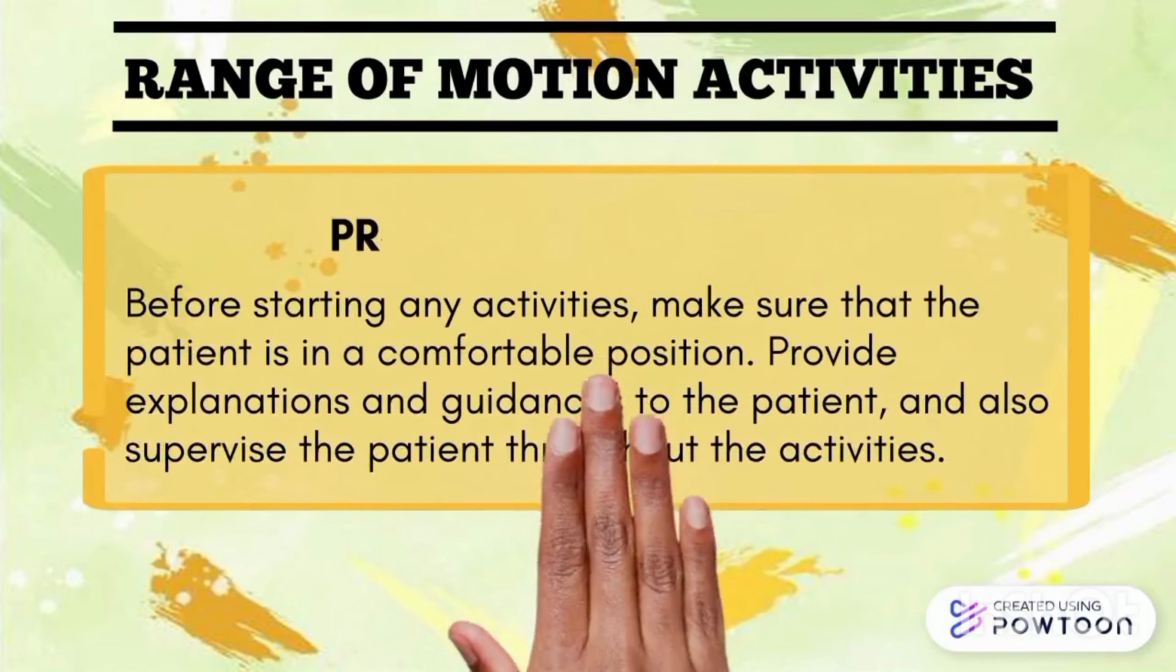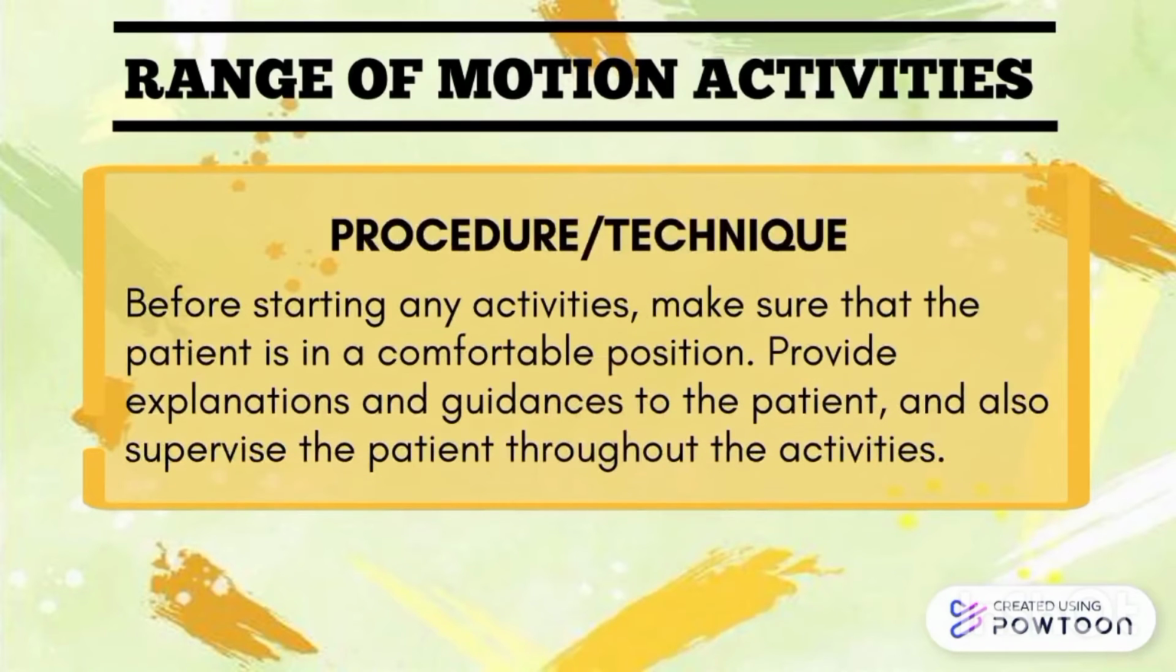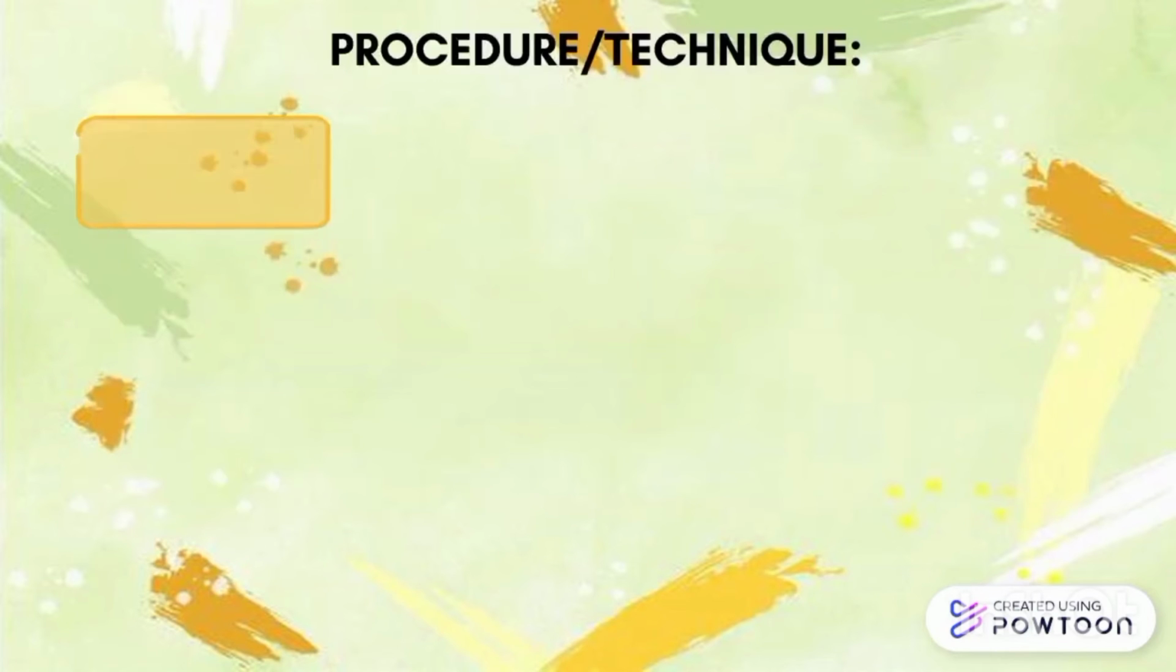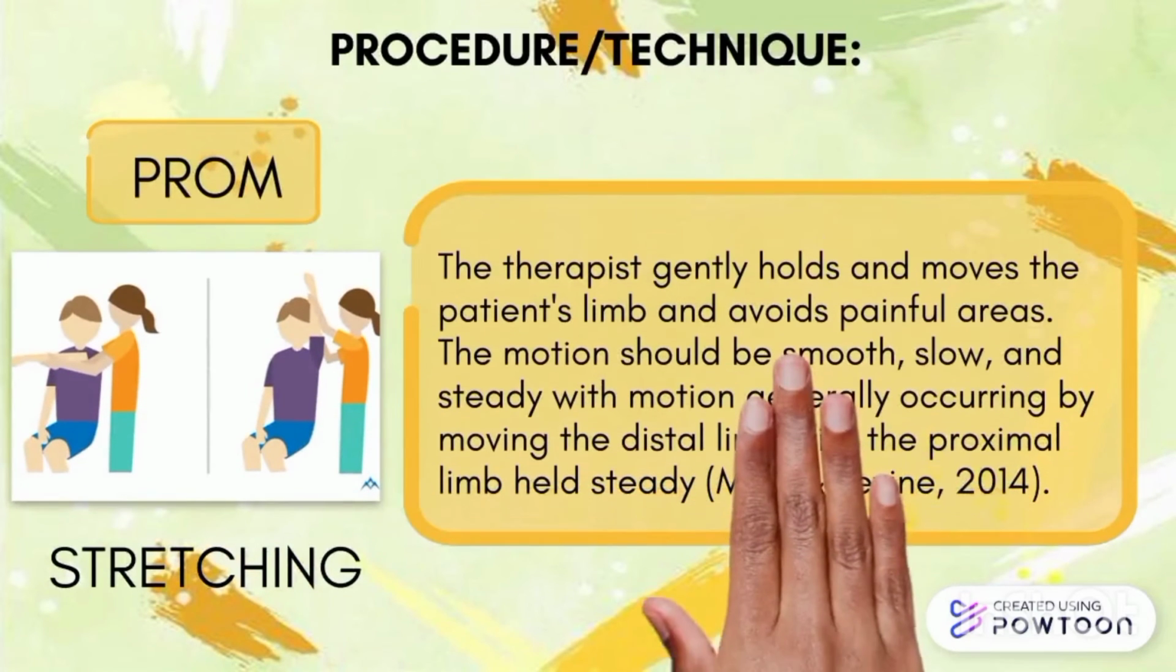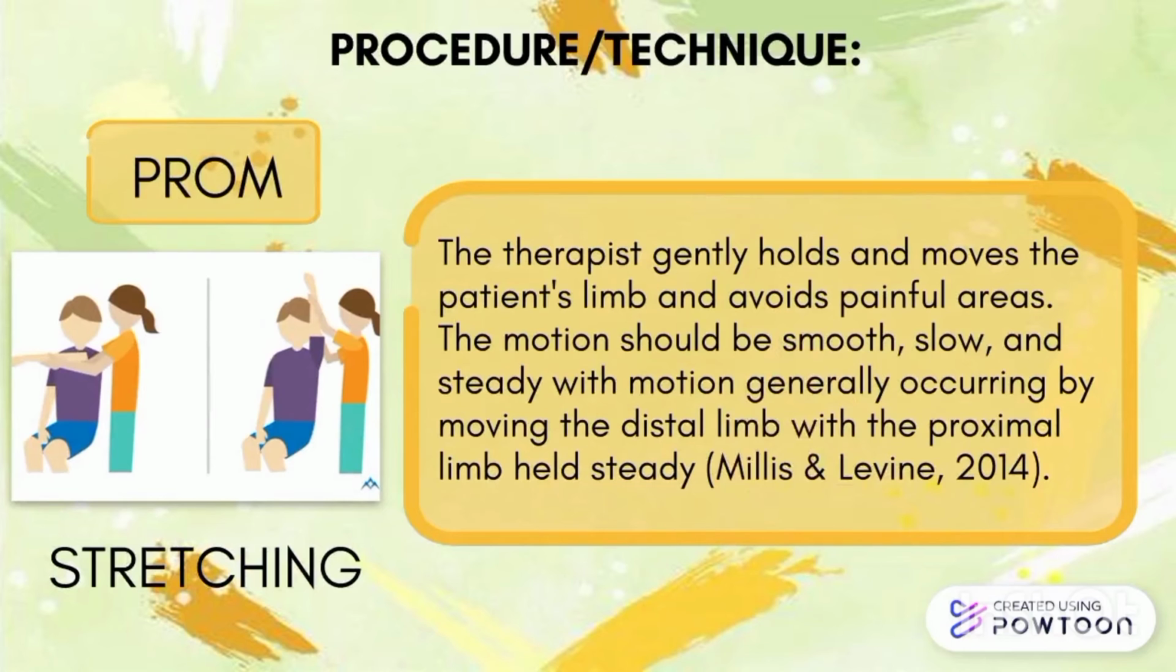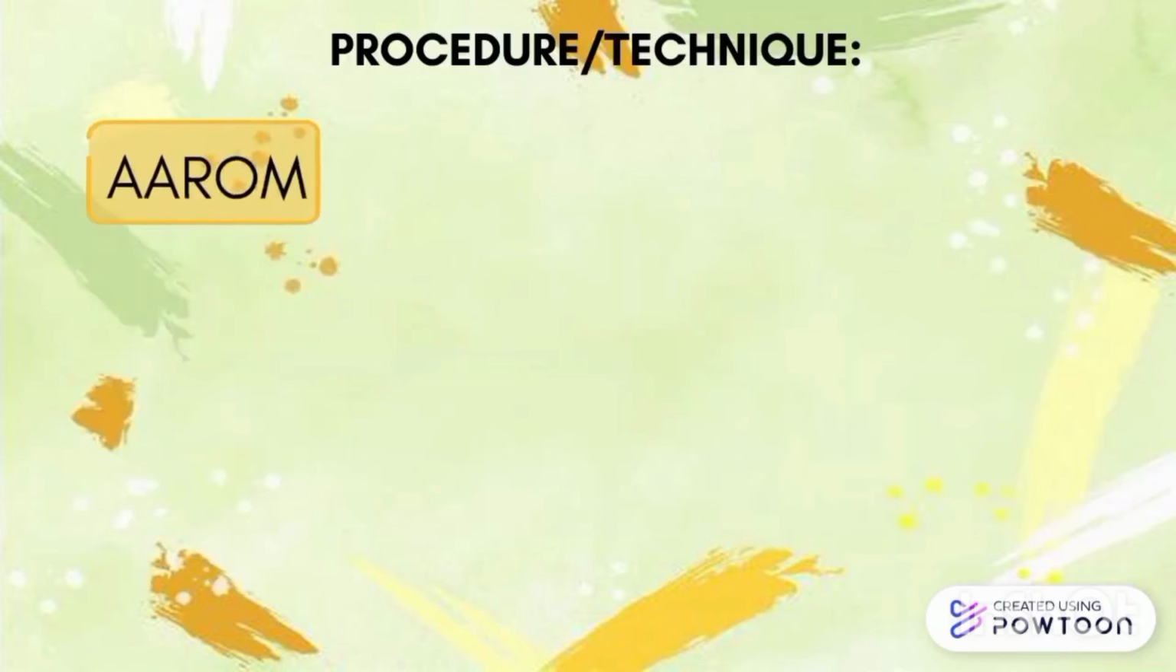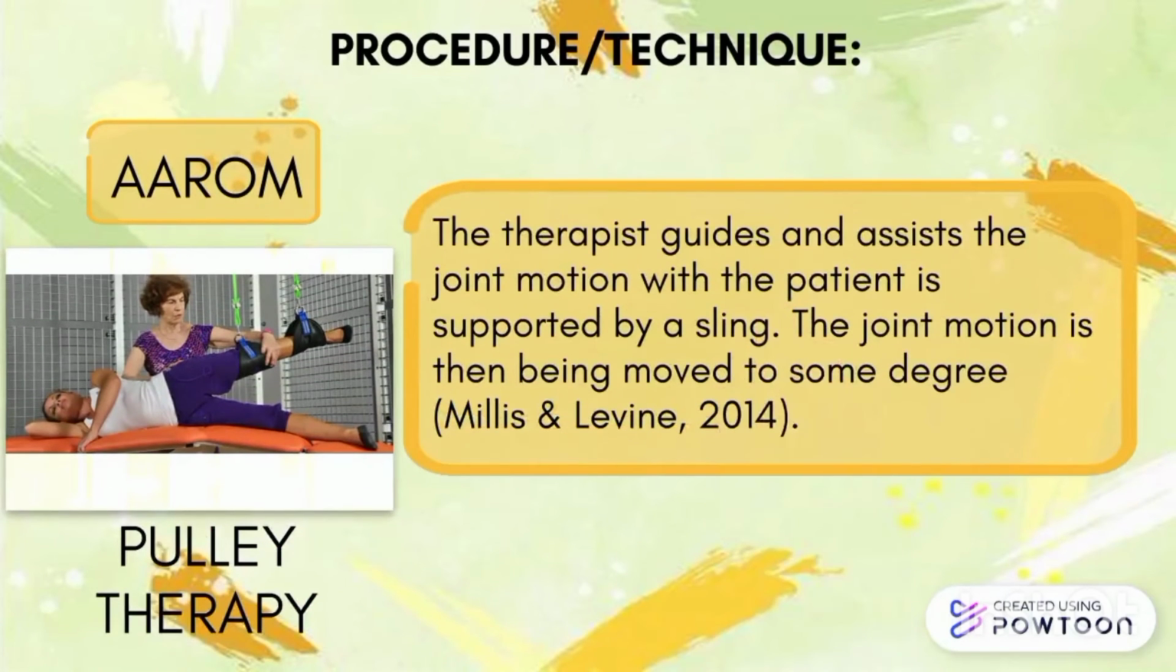Before starting any activities, make sure that the patient is in a comfortable position, provide explanations and guidance to the patient, and also supervise the patient throughout the activities. Procedure for PROM. The therapist gently holds and moves the patient's limbs and avoids painful area. The motion should be smooth, slow, and steady, with motion occurring by moving the distal limb with the proximal limb held steady. For AAROM, the therapist guides and assists the joint motion while the patient is supported by a sling.